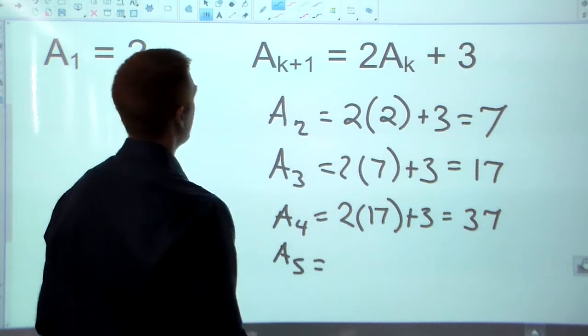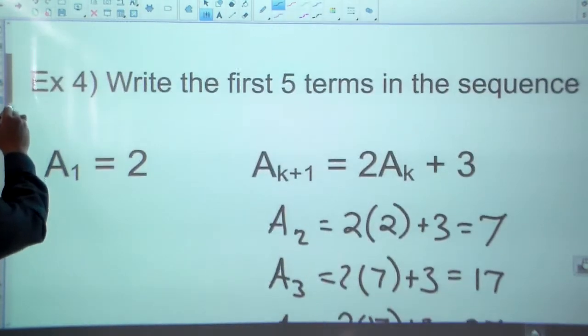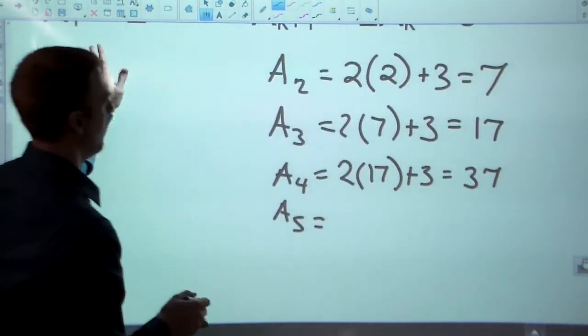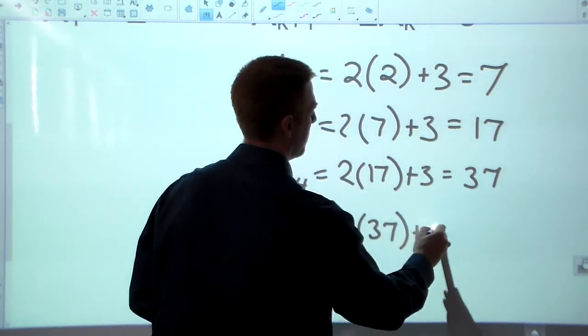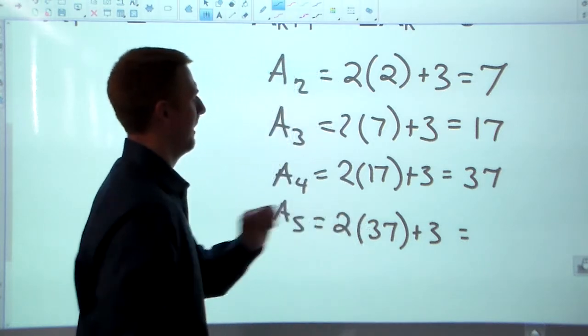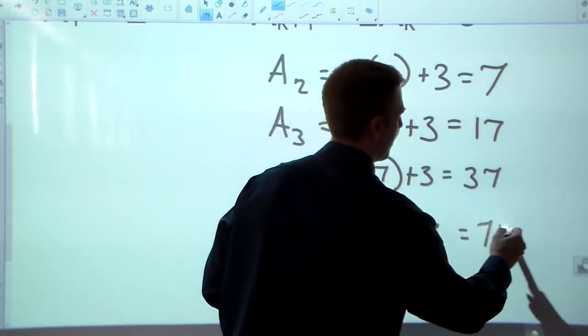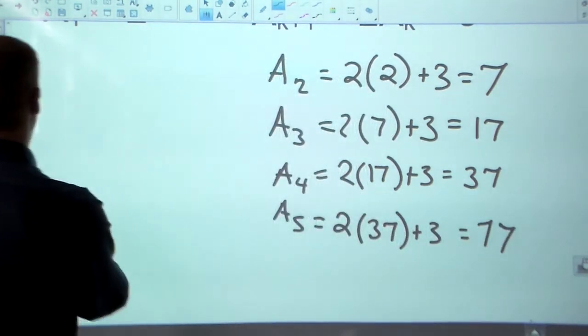I'll do one more. I believe that was what I was asked to do, the first 5 terms. Yes. So we already had 1. So 2 times the answer we just got, which is 37, plus 3 more. And that's going to be 77. So you're definitely seeing a pattern unfold here.